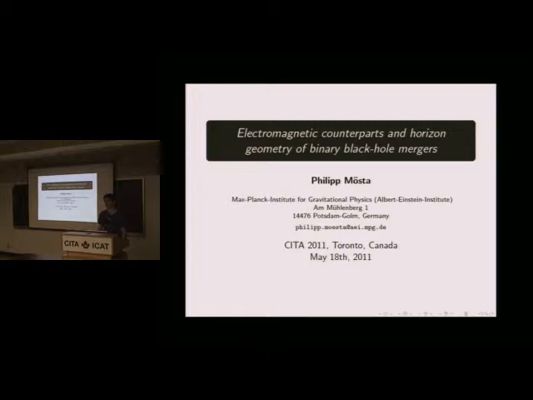Our class already introduced you at the other Institute in Germany, and today I'm going to talk about electromagnetic counterparts and spacetime geometry of binary black hole mergers. These are basically two of the main topics that I've worked on during my PhD. They're both based on numerical simulations, and I'm going to try to give you a quick overview of what it's all about.